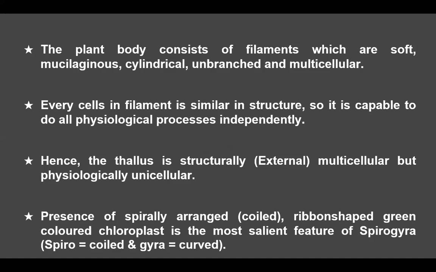Every cell in the filament is similar in structure, so it is capable of doing all the physiological processes independently. Hence, the thallus is structurally multicellular, but physiologically it is unicellular. The most salient feature of Spirogyra is that it has spirally arranged, ribbon-shaped, green-colored chloroplasts. It is named after that: Spiro means coiled and gyra means curved.